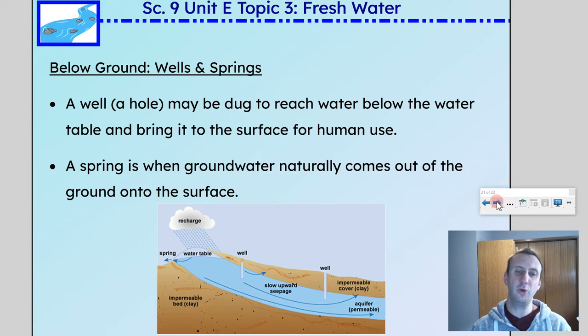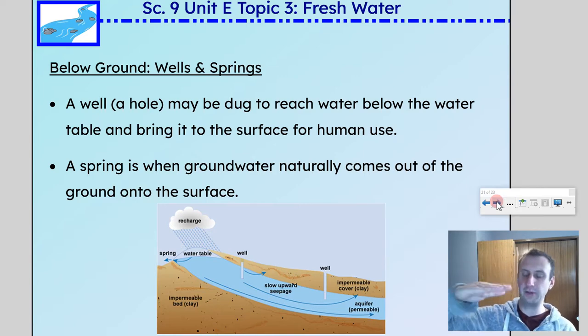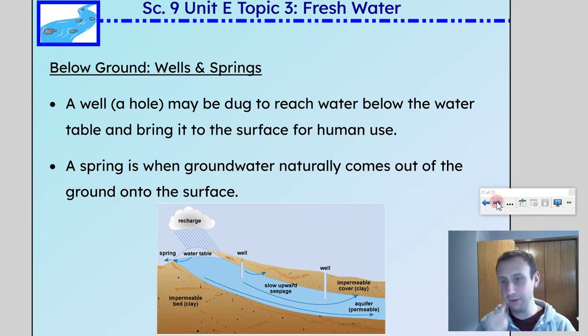A well or a hole may be dug to reach water below the water table and bring it to the surface for human use. So then we're going into an aquifer, right? Tapping into that. If the aquifer has pressure in it because it's well below the earth and there's a clay layer over top, then water will actually, once it's drilled, go up that well without having to apply any pressure or pump it, which is kind of neat.